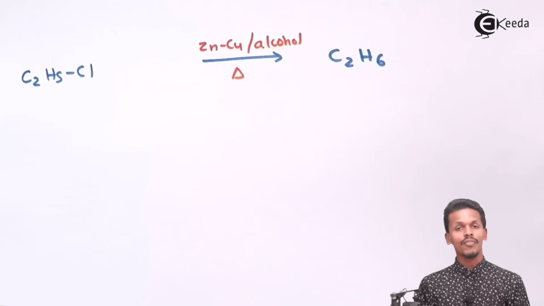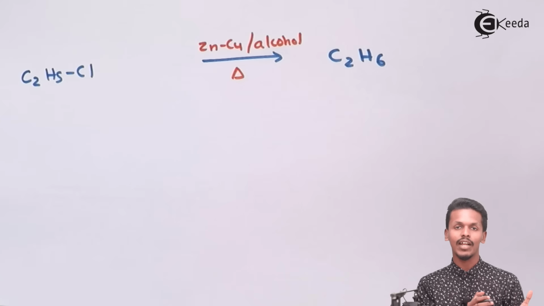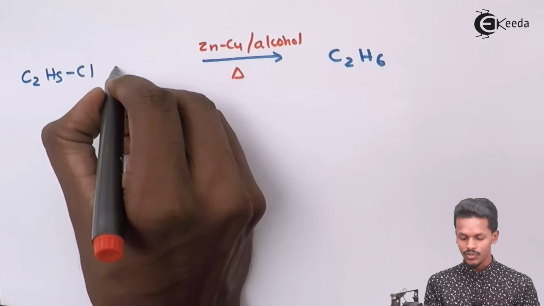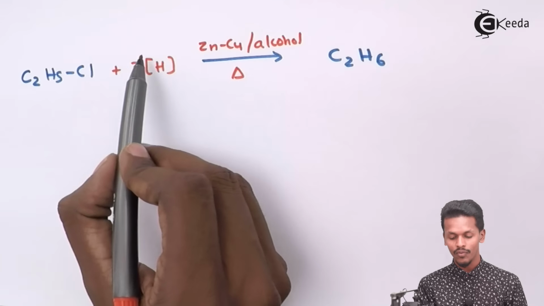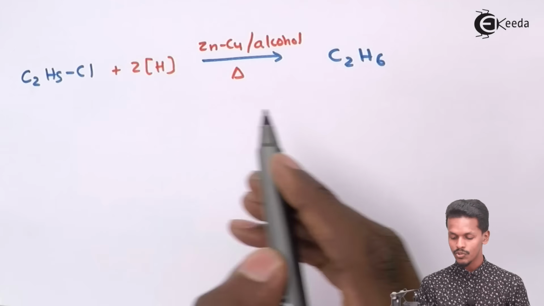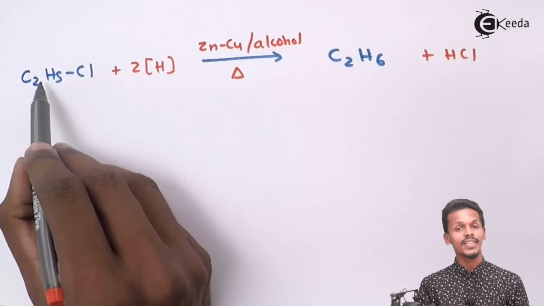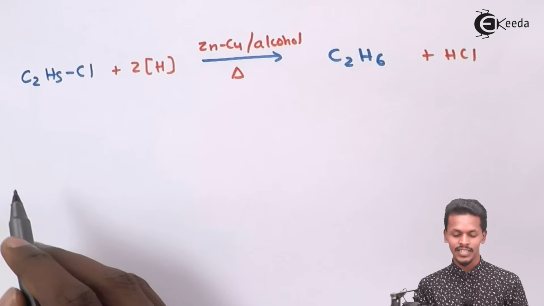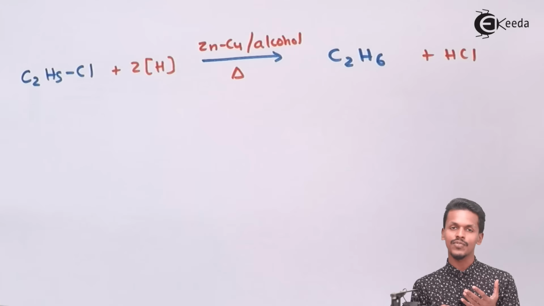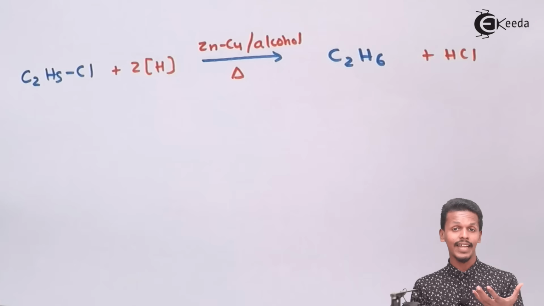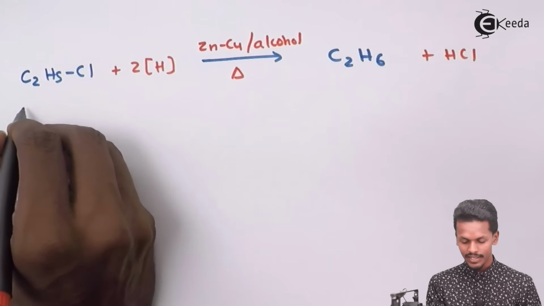and we'll heat it. After the zinc copper couple has reacted with the alcohol, nascent hydrogen will evolve. Two moles of nascent hydrogen will be involved, in which one hydrogen atom will take away the Cl to form HCl, while the other H will be attached to the alkyl group. In this case the alkyl group is the ethyl group, because the name of this is ethyl chloride, that is, one hydrogen is missing, and that hydrogen has been replaced by a chlorine atom. Therefore this is called ethyl chloride.